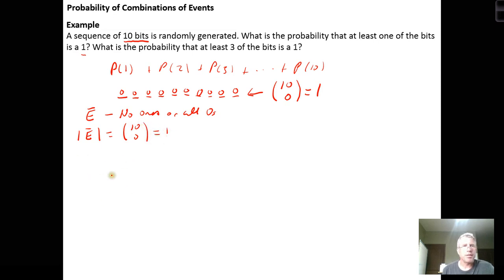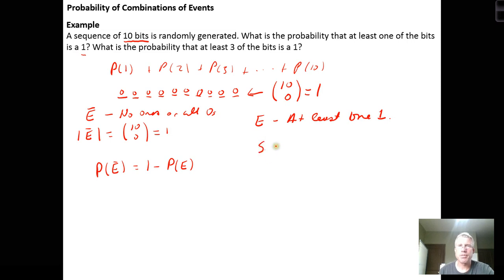So the nice thing here is I know that the probability of E complement is just equal to 1 minus the probability of E, and I'm interested in the probability of E, where E is the event that I have at least one 1 sitting there. Okay? The next thing I need to do is figure out the size of the sample space. So the sample space is going to be all possible ten-bit sequences.